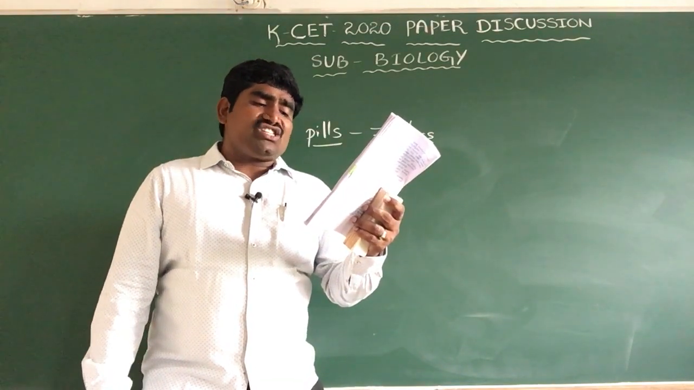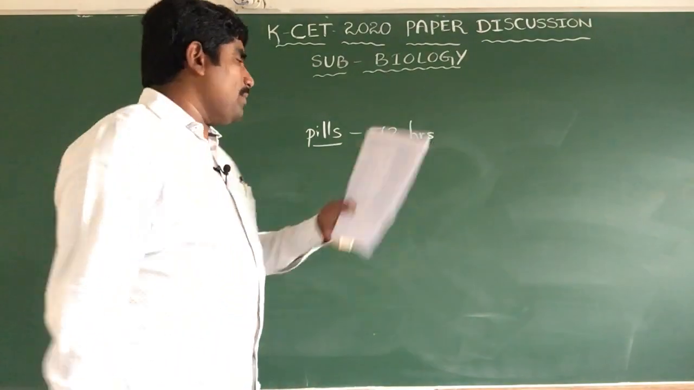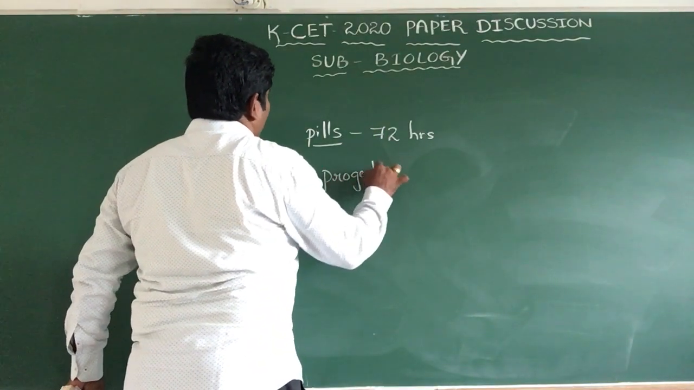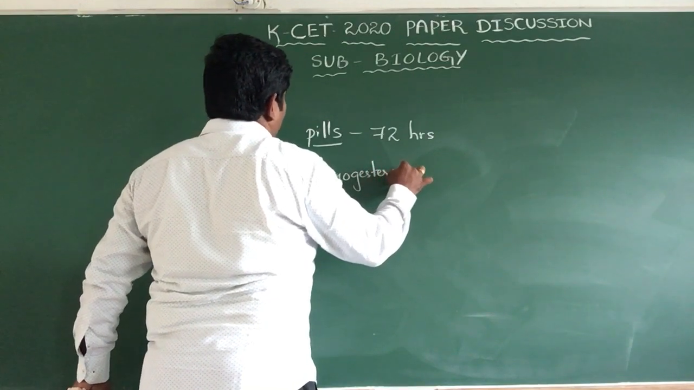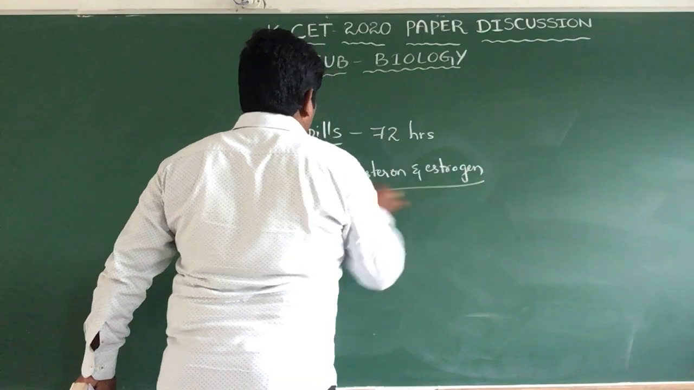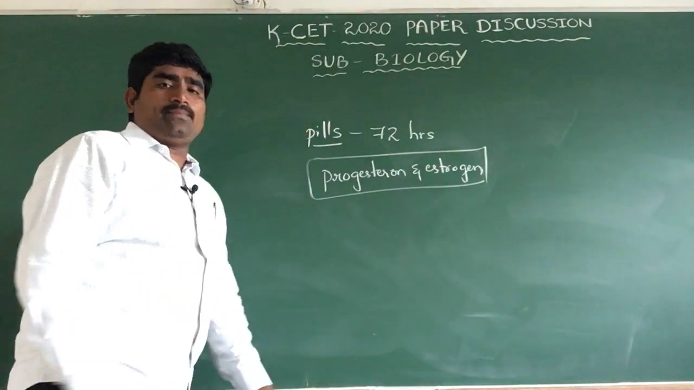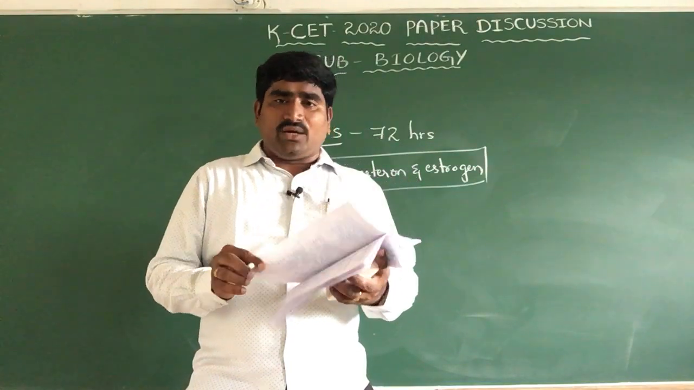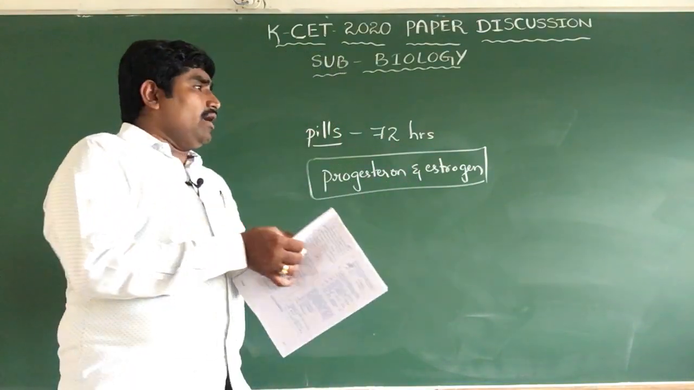So the next one is progesterone, in combination with estrogen. This is the answer. Progesterone and estrogen combination pills are to be taken. So this is the answer for this question: which contraceptive could be effective? That is estrogen and progesterone.